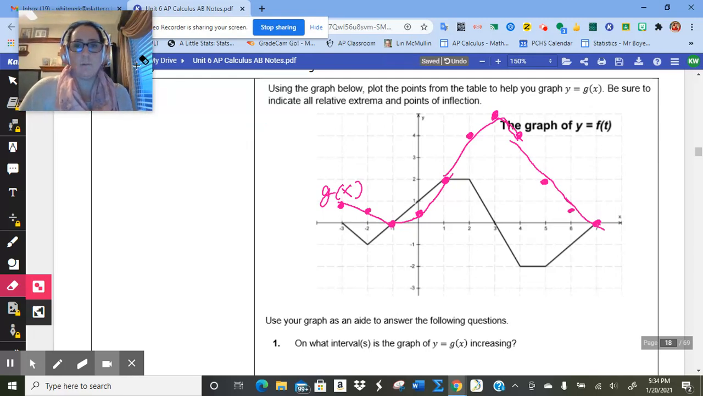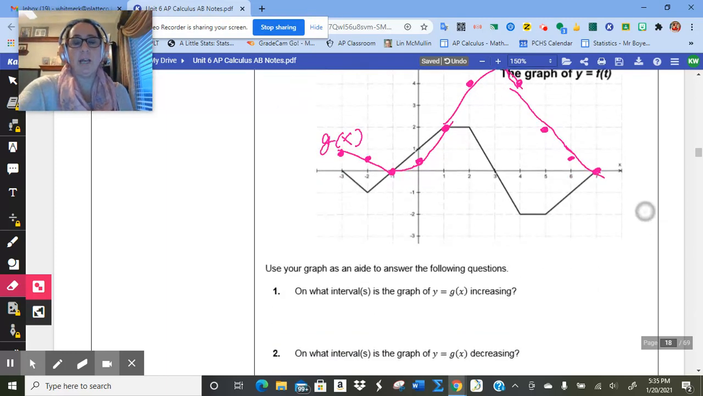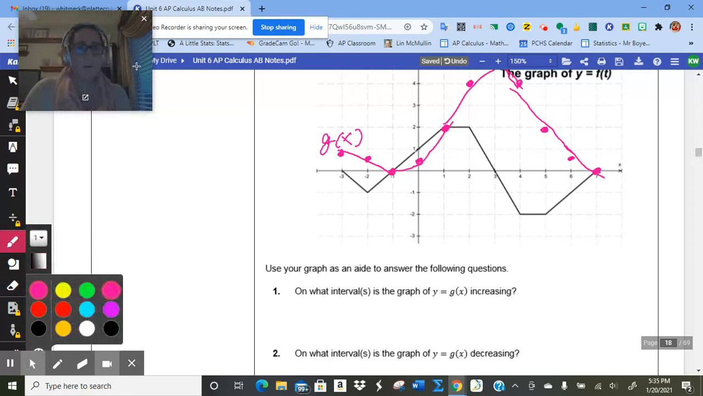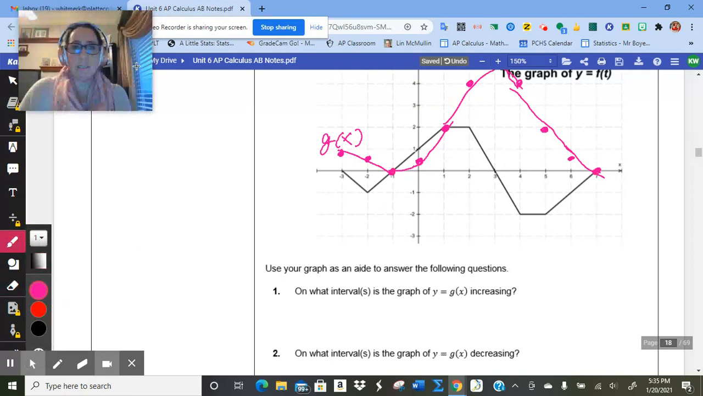So here it says, on what interval is the graph of g of x increasing? So g of x is increasing starting here at -1 and going all the way until 3. And we knew that should be the case because that is where the derivative of g of x, that is f of x, is positive. And here we can see that connection again.